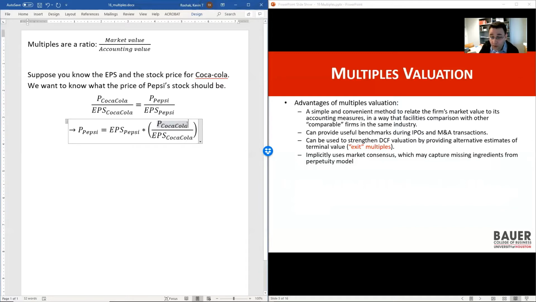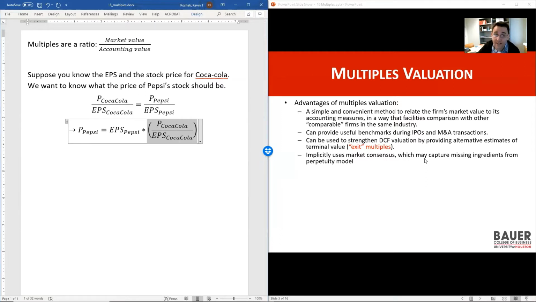If you look at the price of Coca-Cola, on the other hand, there's a bunch of other market participants, a lot of other people doing research on Coca-Cola and figuring out what the price should be. You're implicitly using all of that information when you use the Coca-Cola multiple. All that information that the market has used, all that consensus that shows up in the price of Coca-Cola, that can be used when you do the multiple analysis. You're implicitly using that market consensus.